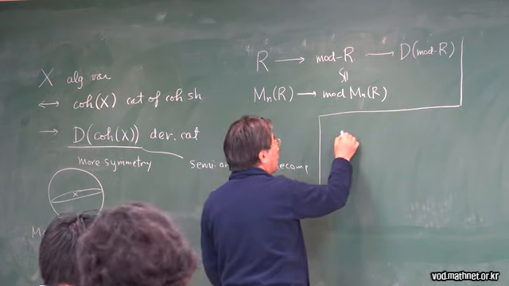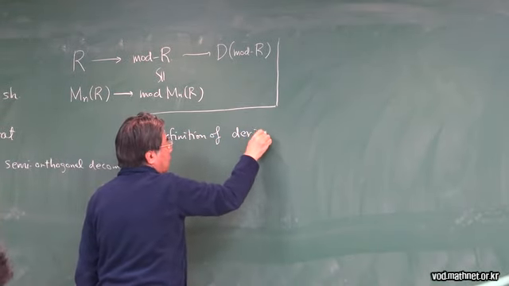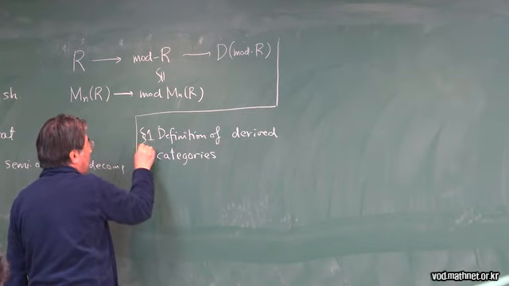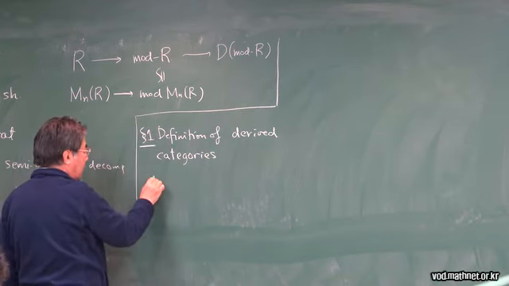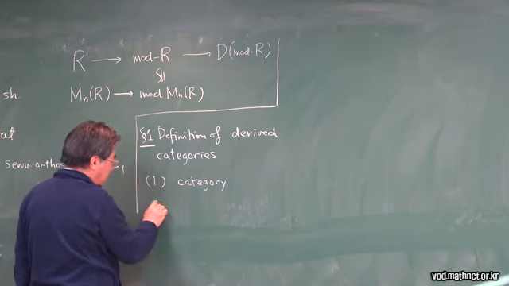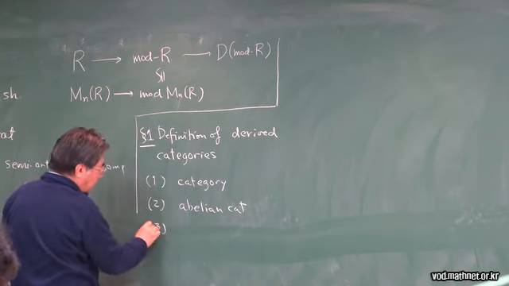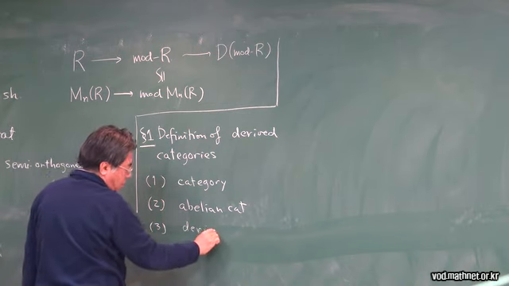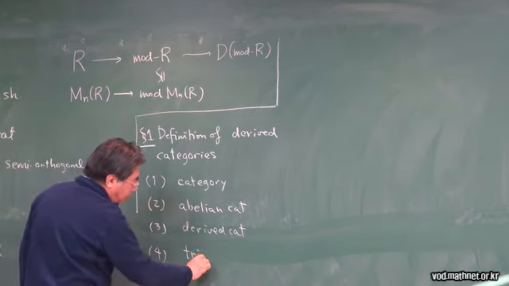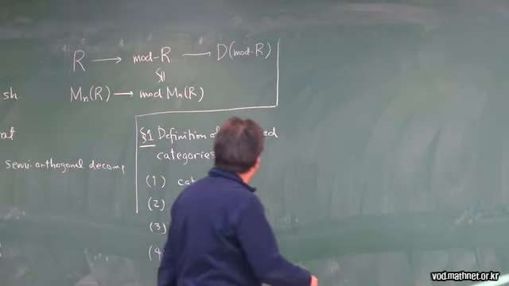Now today's talk is on the definition of derived categories. So section one. The first step, I will explain the category. And then the second step, I explain abelian categories. And in the third step, I will explain the derived category. And in the fourth subsection, I will explain the triangulated structure. So this is today's plan.